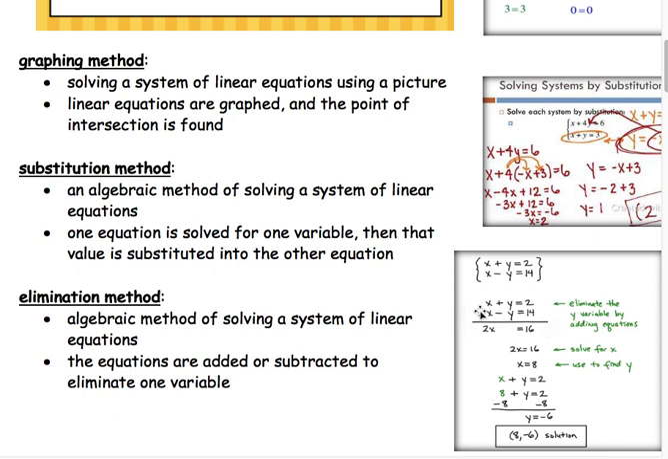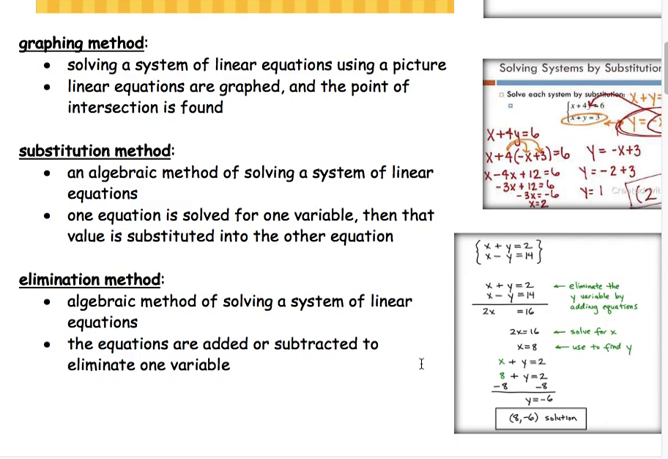We're going to stack them up, and we notice that if I add or subtract here, I can get rid of one of the letters. In this case, they've decided to get rid of the y's. If I add these equations together, y plus negative y becomes 0y. So y is gone, it's eliminated. That leaves just the x, and then you can solve through, and everything else looks like the substitution method. We're going to go through those steps right now.